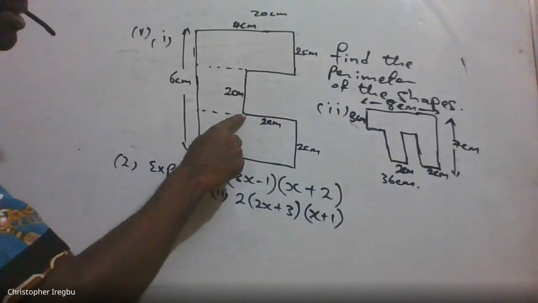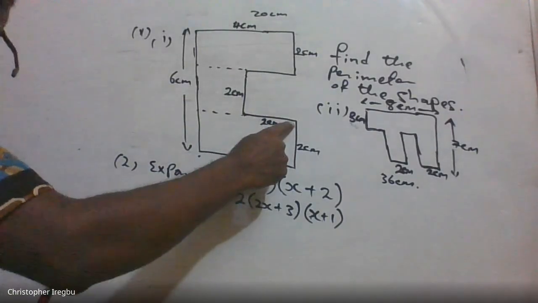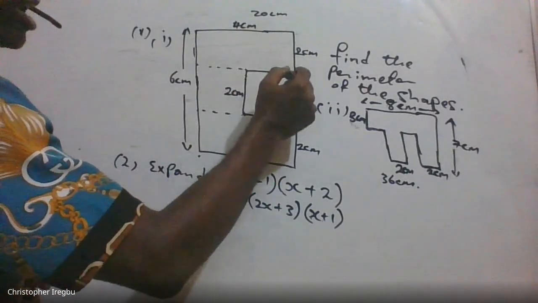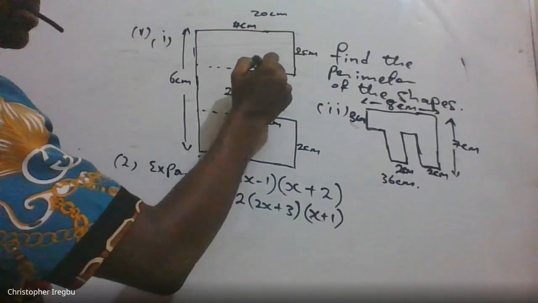Then again, from here to here is 2. From here to here is 2. That means that from here to here is also 2 cm. Here is also 2 cm.